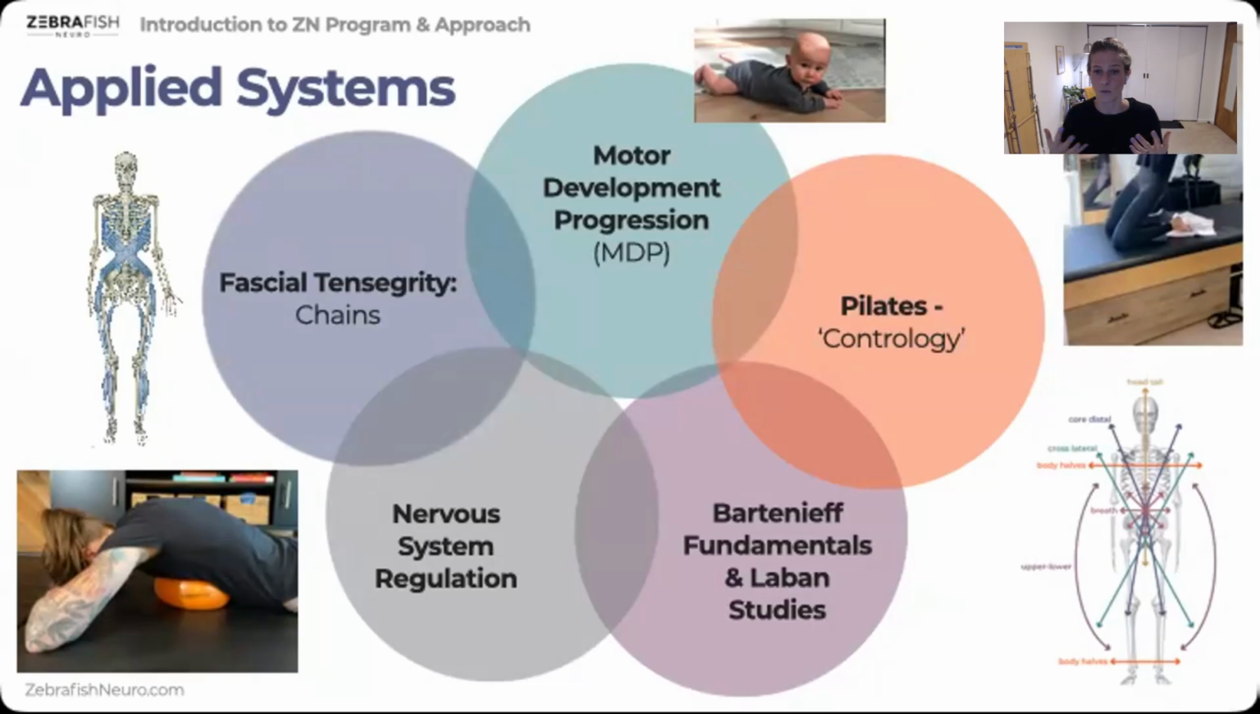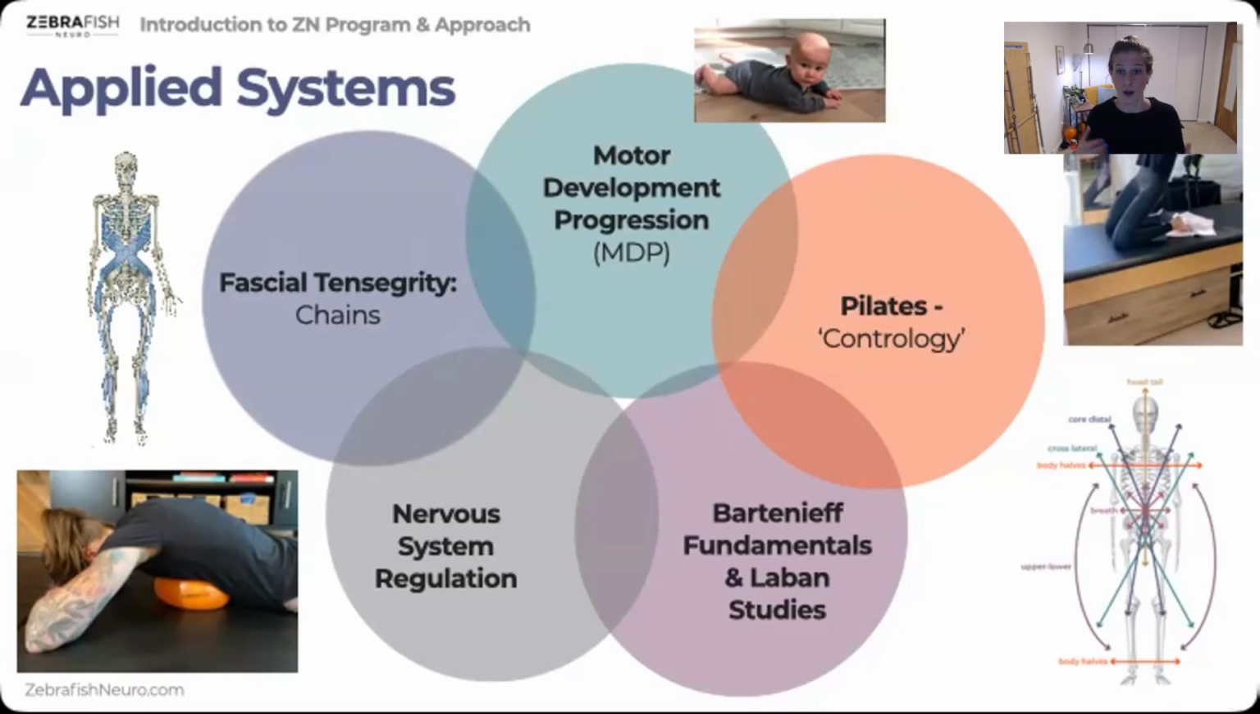So, for example, if I'm working with someone with high neurological tone, I'm probably not going to have them do Pilates because Pilates is really restrictive in nature. It's very precise and very nuanced and focused on creating stability. Someone with high tone needs mobility, they need movement, they need freedom, they need a release. So I'm going to have them do something a bit more playful and a bit more expressive, maybe something like the motor development progression or the Bartenieff system.